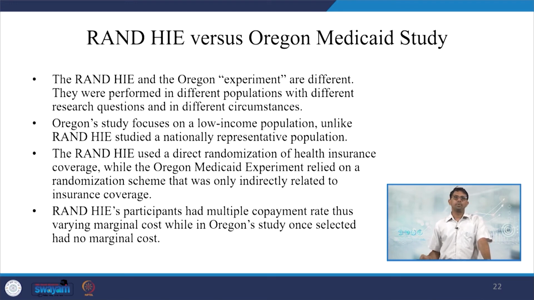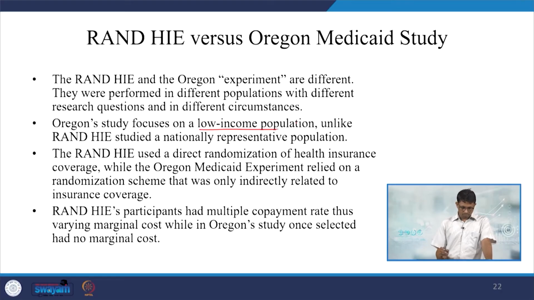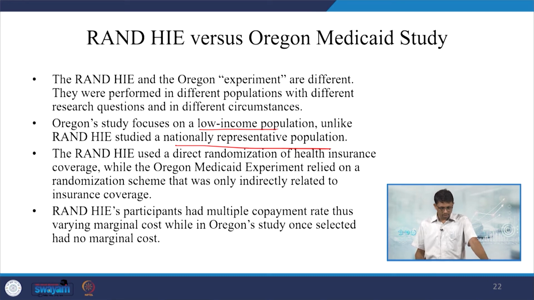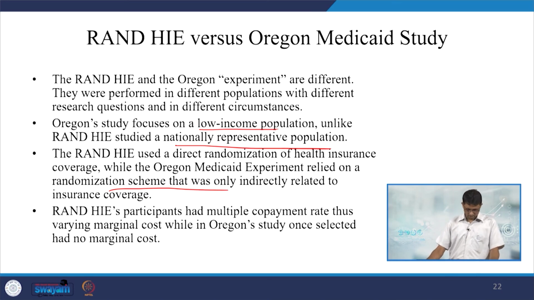So, the RAND and Oregon experiments are different. They were performed in different populations with different research questions and circumstances. The Oregon study focuses on a low income population, unlike the RAND study, and that is also important. Whereas the RAND study is nationally representative, that is another important difference. The RAND study used direct randomization of health insurance coverage, while the Oregon Medicaid experiment relied on a randomized scheme that was only indirectly related to insurance coverage. And the RAND participants had multiple co-payment options, whereas here we have only one specific choice, between those who have received and those who have not. Participants had multiple co-payment rates, thus varying marginal cost, while in the Oregon study, once selected, there was no marginal cost.